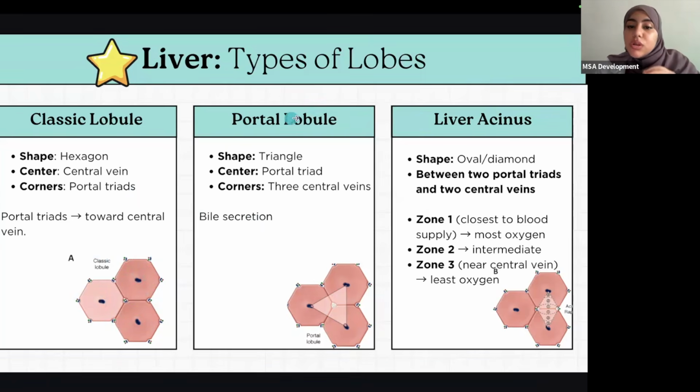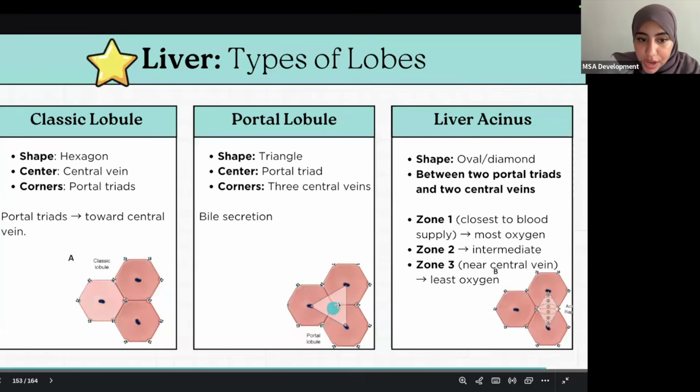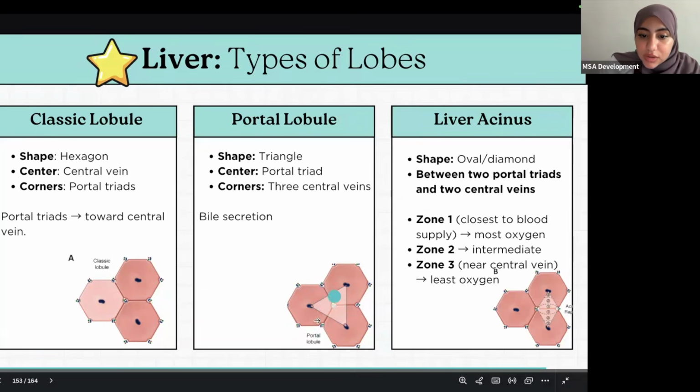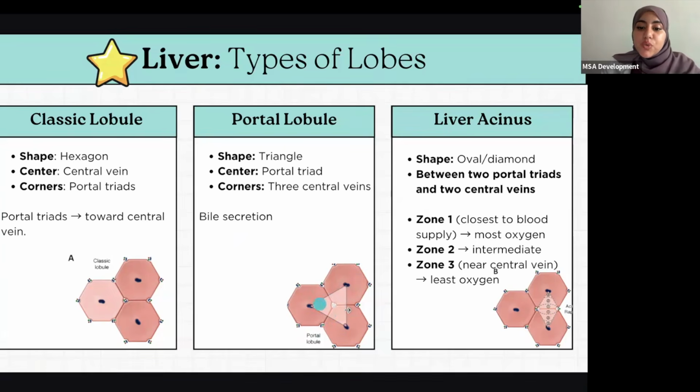And then there's the portal lobule. Okay, the last one was the classic lobule, I forgot to mention that. The portal lobule is shaped like a triangle. The classic one was shaped like a hexagon, and the portal lobule is centered around the portal triad. It's more about bile secretion, like where the bile is pointed towards.